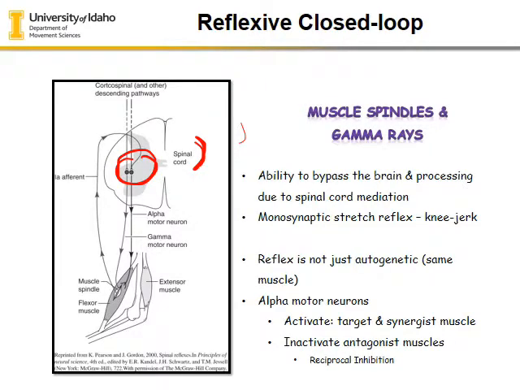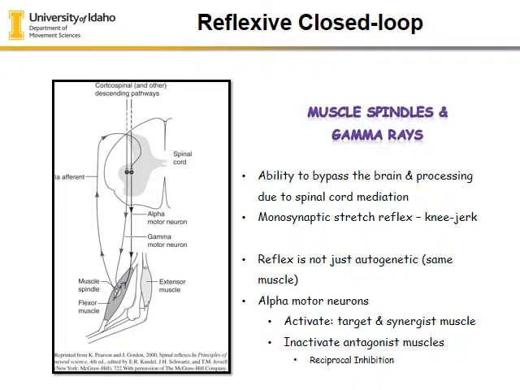So this reflexive is not autogenic, but the alpha motor neurons activate the target and synergistic muscles, but they inactivate the antagonist muscles with the reciprocal inhibition. And one of the things that we talk about is this ability right here to activate muscles that are the target while inhibiting muscles that are not, and we use this oftentimes as a measure of skill, because the more skilled or the more ready you become in a task, you have a greater ability to really activate those muscles that are created.